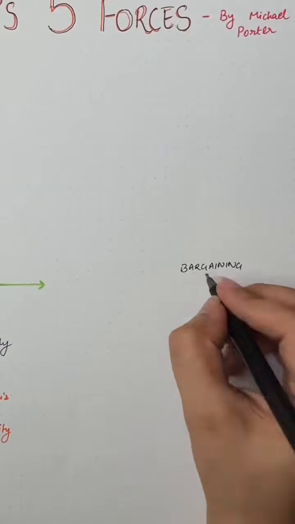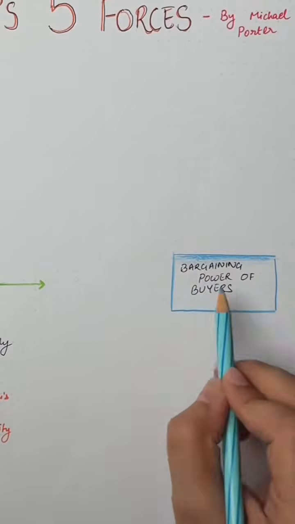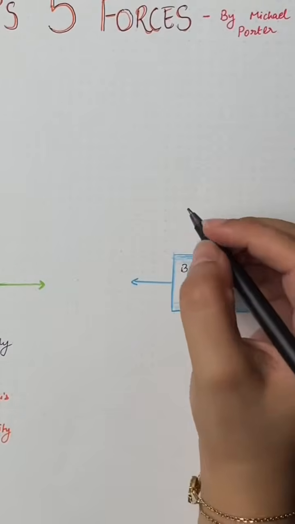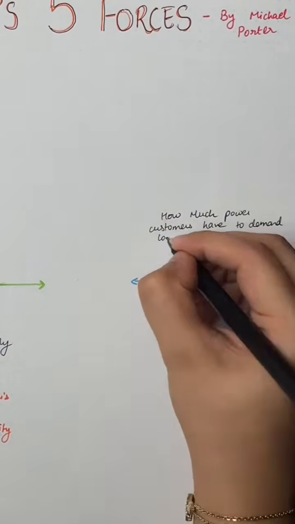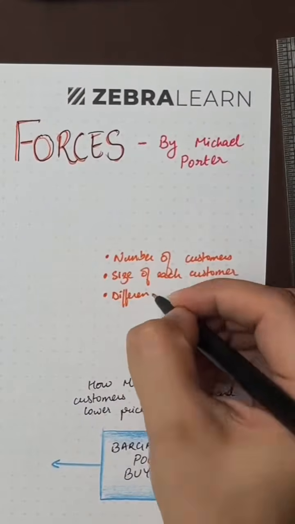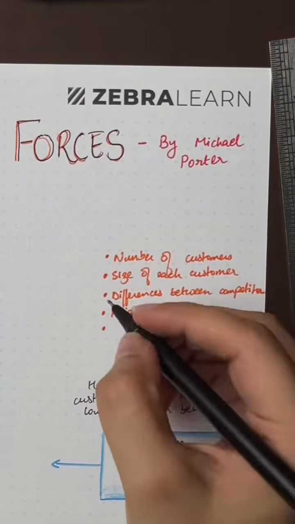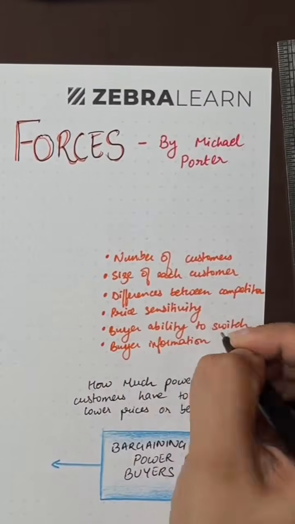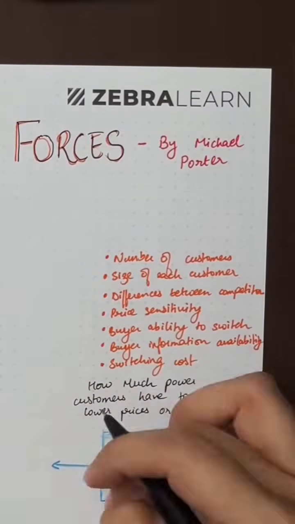Now moving on, bargaining power of the buyers. This means how much power does customer have to demand a lower price or a better deal. This will be determined by the number of customers, size of each customer, differences between competitors, price sensitivity, buyer's ability to switch, buyer's information, as well as switching cost.